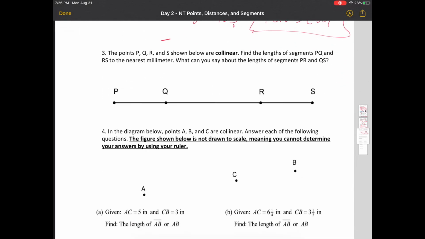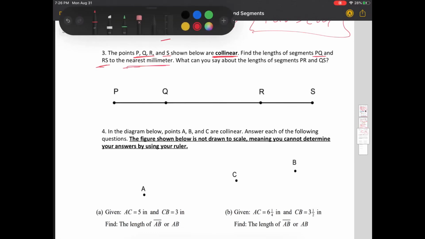So now let's look at these points here. The points P, Q, R, and also S are collinear. So we're told that this is a straight line. It says find the lengths of segments PQ and RS to the nearest millimeter. So let's first do that.